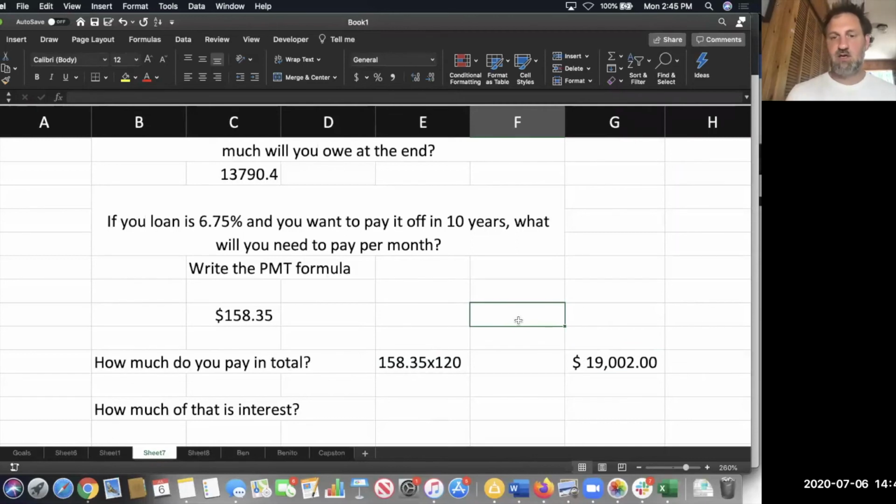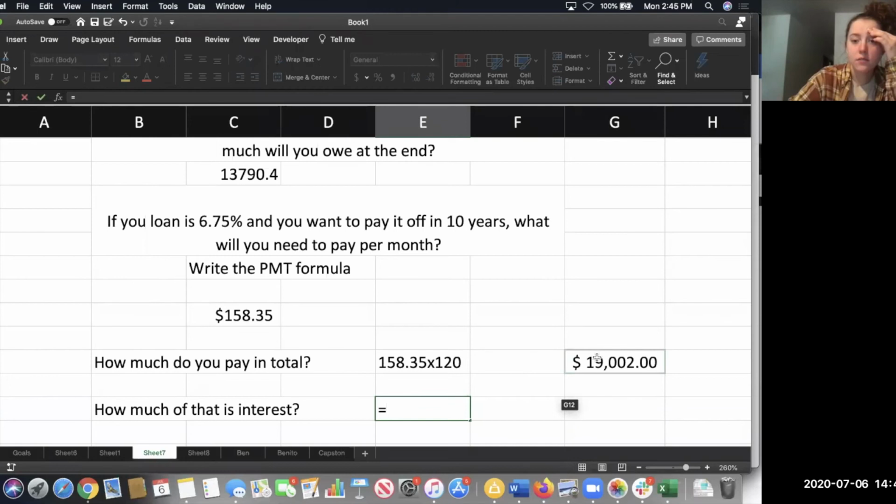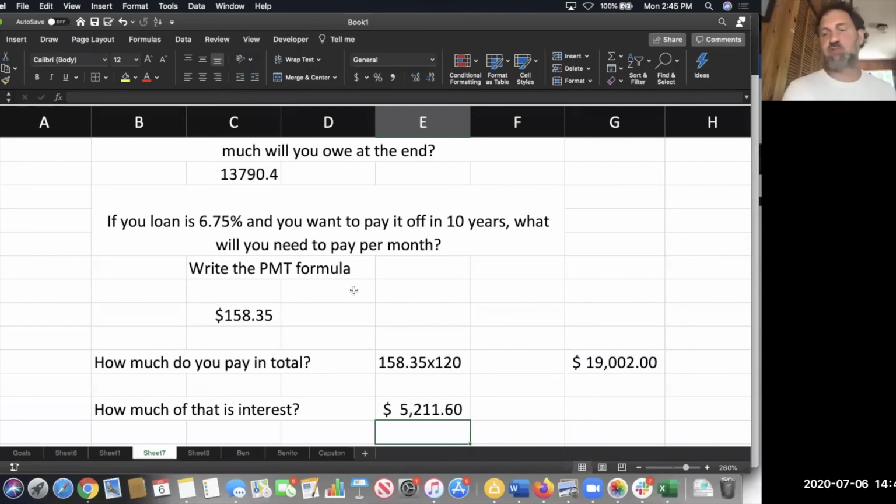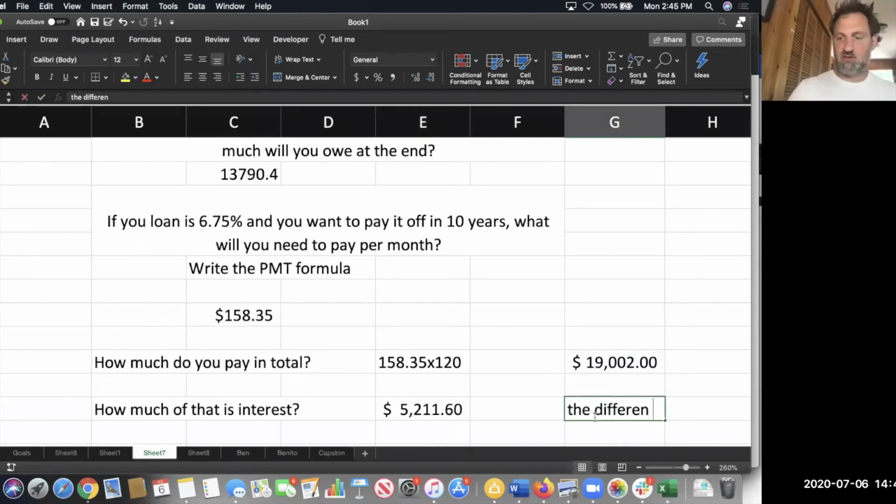Okay, so now we have to figure out the interest. So how do I figure out how much interest that is? Wouldn't you just subtract the 13,790 and 40 cents from the 19,000? Right, because if I'd had the cash, I could have just paid the $13,790, but I didn't. I borrowed it, so I had to pay interest, and the interest is the difference, right? The difference between the total and the loan amount.